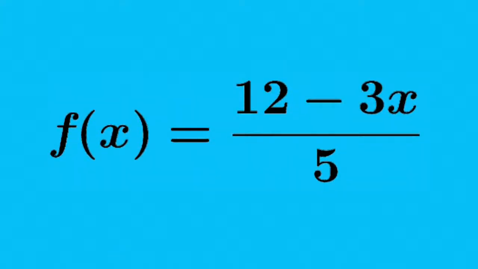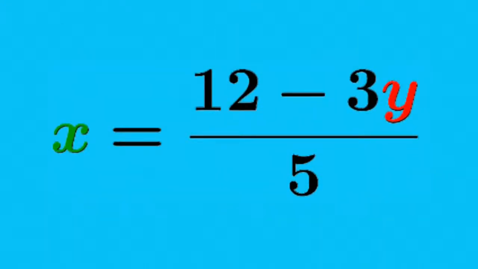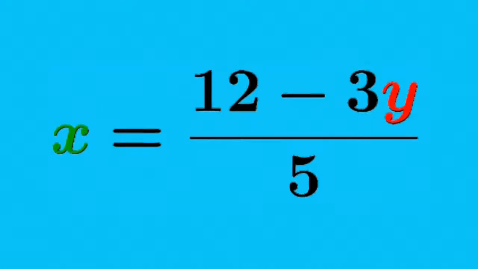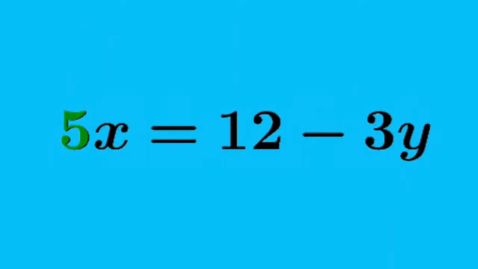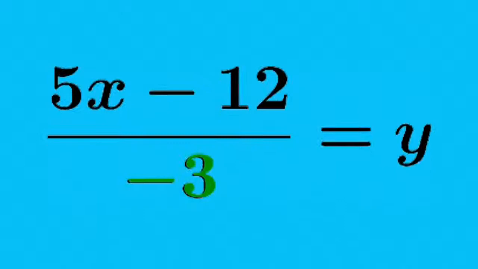First, we will find the inverse function of f of x is equal to (12 minus 3x) over 5. To begin with, we replace the f of x with x, and we replace the original x with y. We begin the process to solve for y by first multiplying both sides by 5, then subtracting 12 from both sides, and then dividing both sides by negative 3.